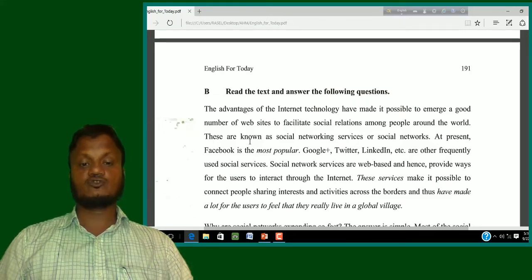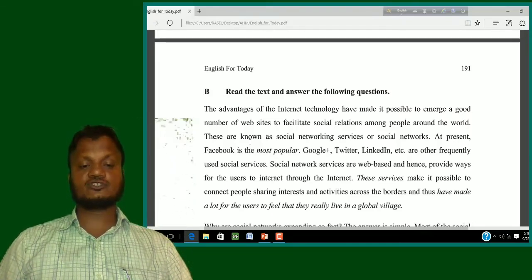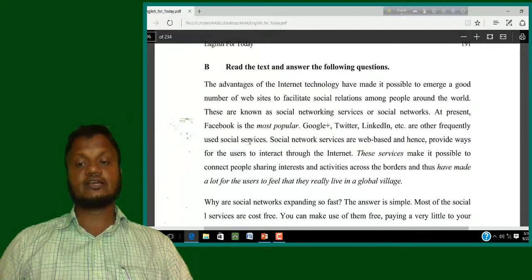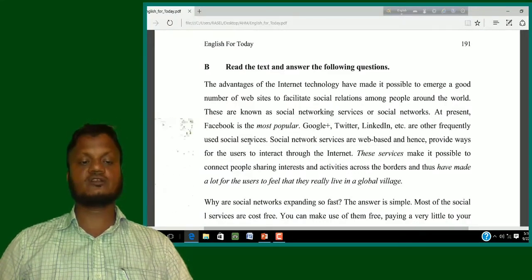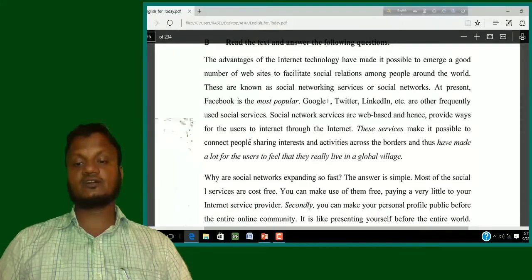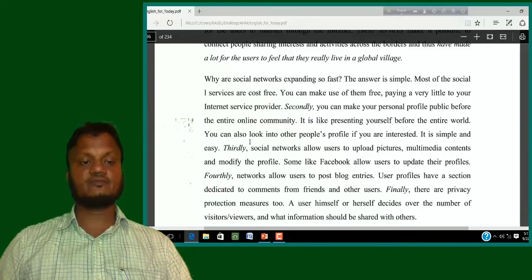These are known as social networking services or social networks. At present, Facebook is the most popular. Google Plus, Twitter, LinkedIn, etc. are another frequently used social services. Social network services are web-based and hence provide ways for the users to interact through the internet. The services make it possible to connect people sharing interests and activities across the borders, and thus have made a lot for the users to feel that they really live in a global village.